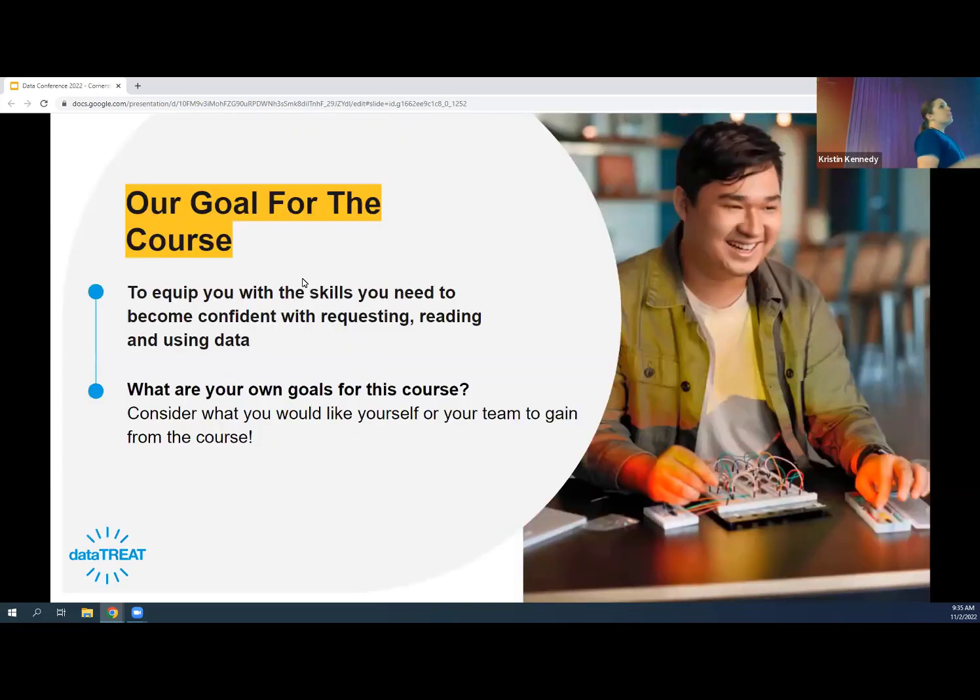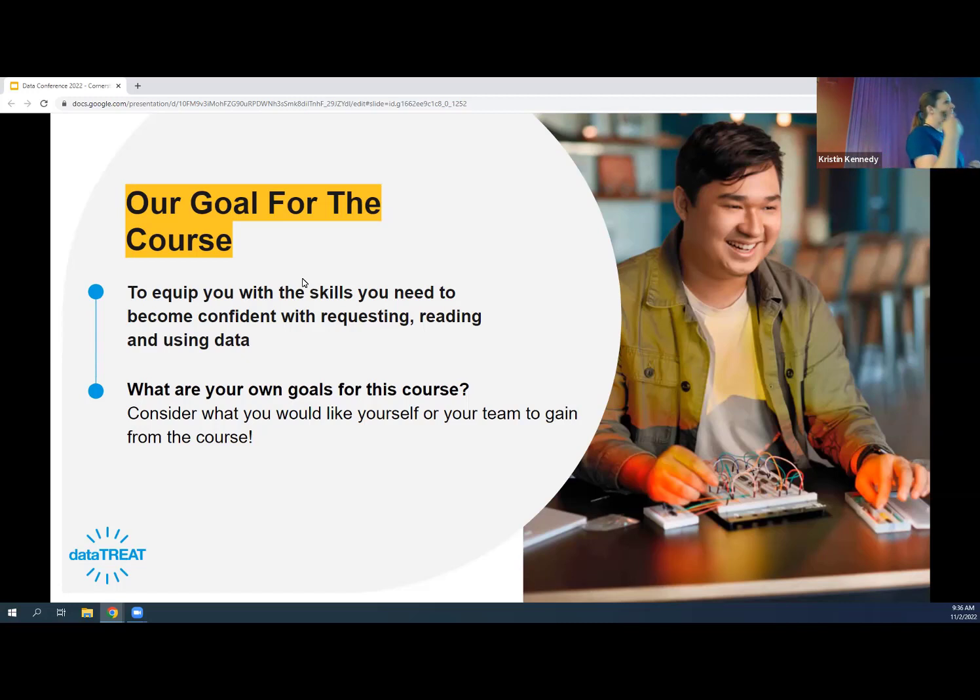So the goal for the course, as far as Ed+ data treat is concerned, is to give people the skills to be able to know how to request data, how to read that data, and then how to actually use the data effectively. And so you might think, okay, what would be my goals for the course? You're not taking the whole module or the whole course right now, but you might consider what would my goals be for that course, or what could my team's goal be for that course? What do I want my people to get out of it?